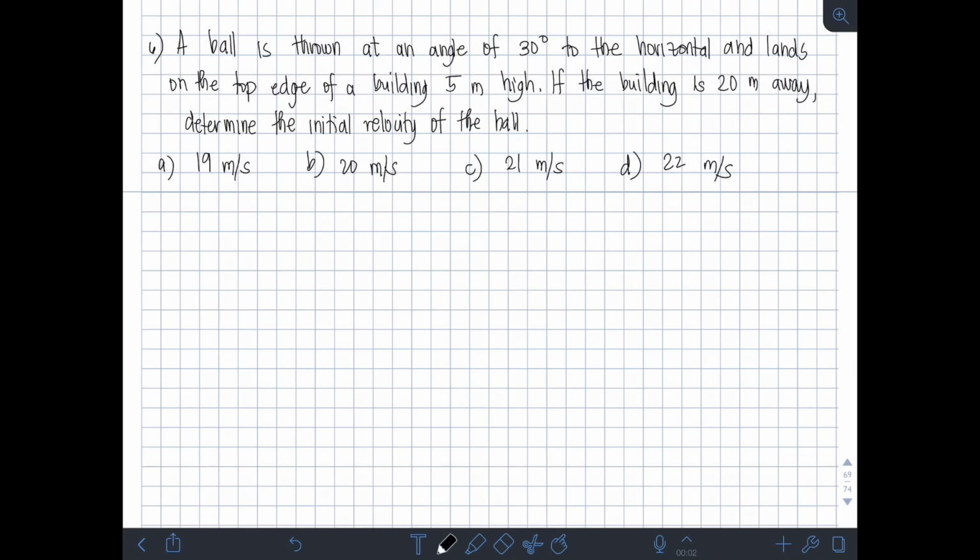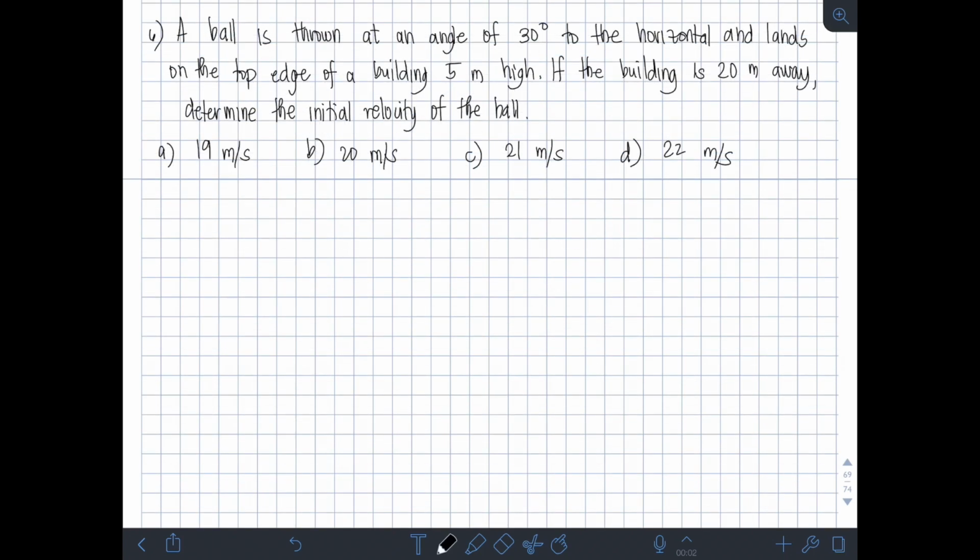Okay? Next, we have: a ball is thrown at an angle of 30 degrees to the horizontal and lands on the top edge of a building 5 meters high. If the building is 20 meters away, determine the initial velocity of the ball. Okay, so this time, dahil yung thrown na is ball at an angle, projectile angle na siya. So, meron lang tayong general equation of projectile. So, ang formula natin is plus minus y is equal to x tan theta minus gx squared over 2 v naught squared cos theta squared.